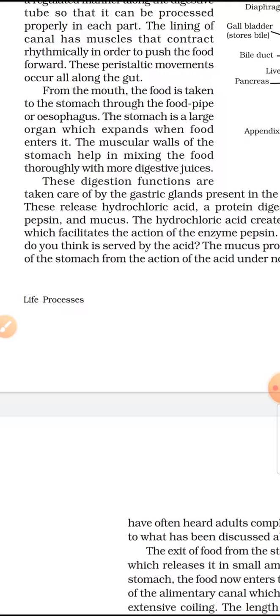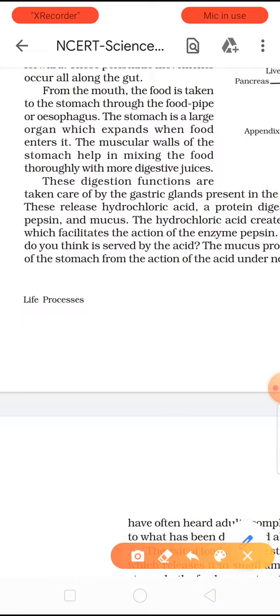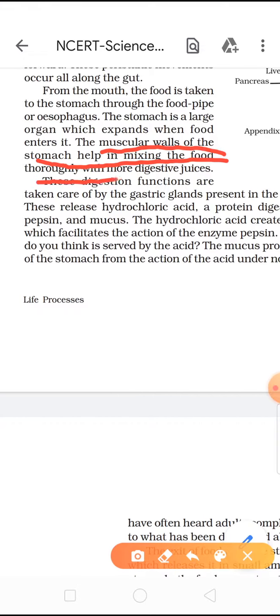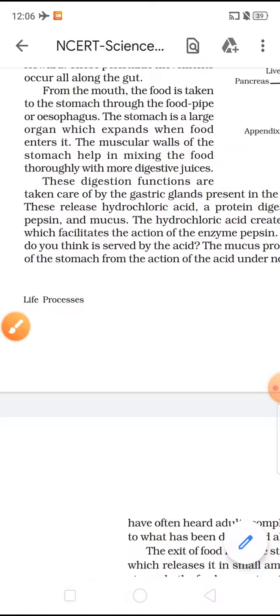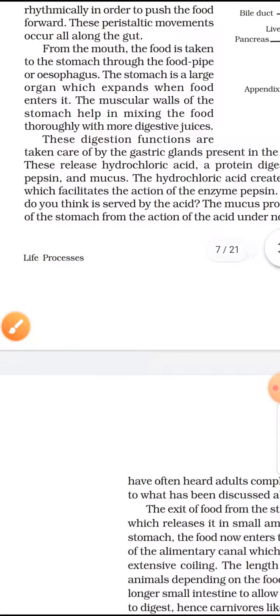And once it enters into the stomach, what will happen? The muscular wall of the stomach helps in mixing the food thoroughly with more digestive juices. Okay, so in the stomach, it will mix a mixture of which two things? The food which came from the esophagus and the juices which are secreted by the stomach. All these two things will be mixed thoroughly.